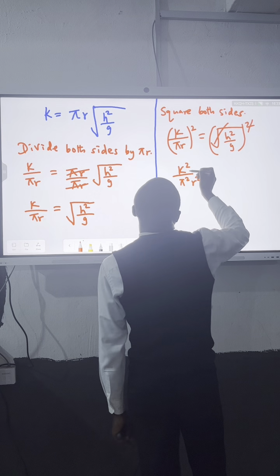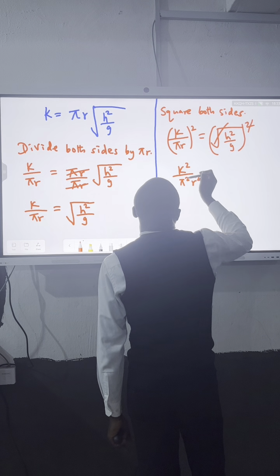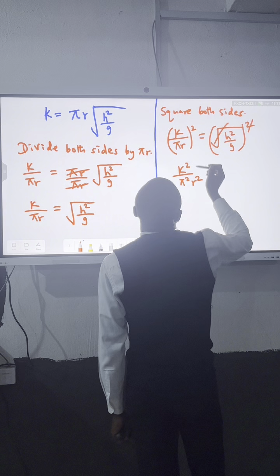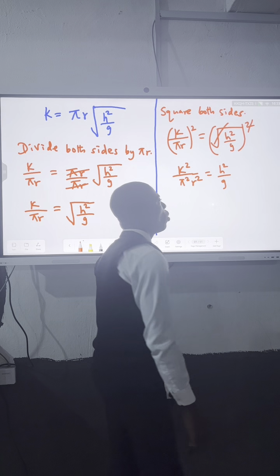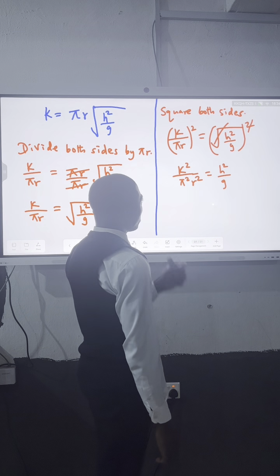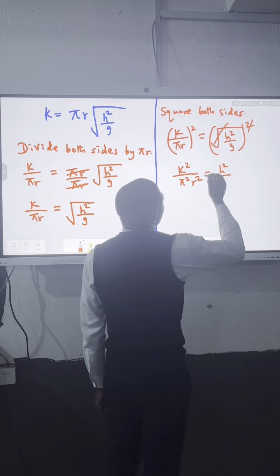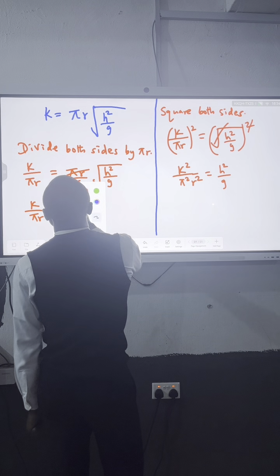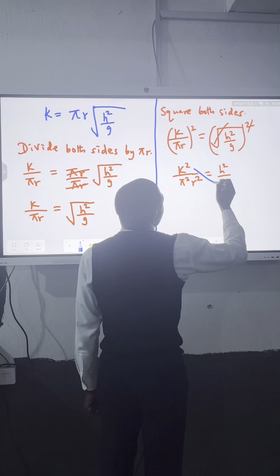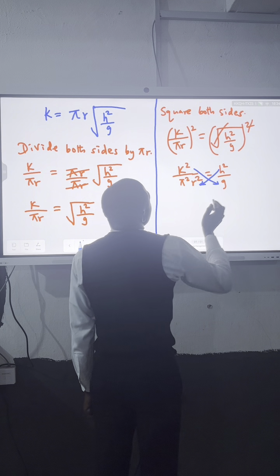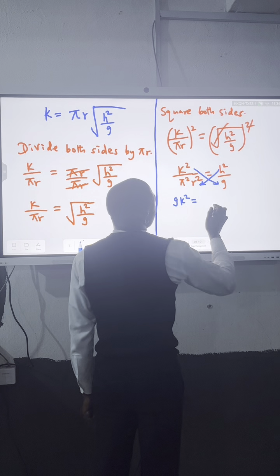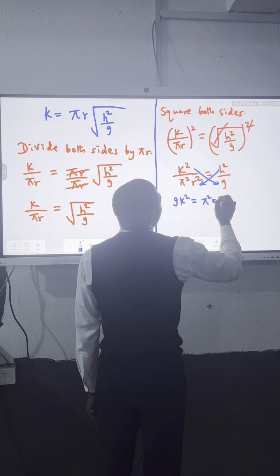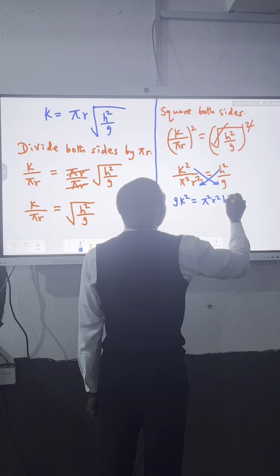The square we have on K, you have K square, the square we have on pi, you have pi squared, and the square we have on R, you have R squared. Is equal to what? We now have H squared over G. All right, so now we need to manipulate to make G the subject. So you can cross multiply. If you cross multiply, it's going to help. Multiply this way and then this way. So if you multiply this way, you're going to have G K squared is equal to, if you multiply this other way, you have pi squared R squared and then H squared.